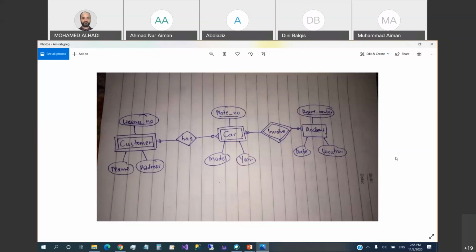Why did you use the double line here for the customer and for the car? Strong entity. Strong entity. Yes. Okay, but if we did not mention this here, right?